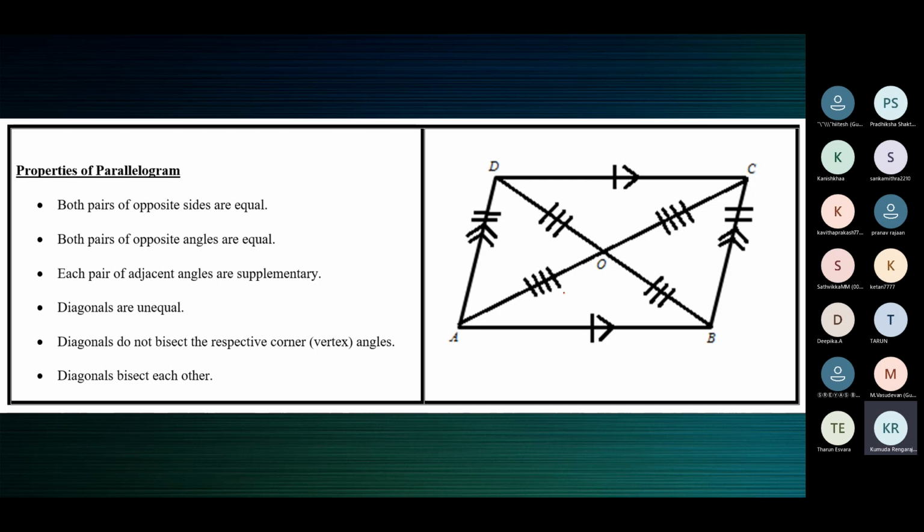Diagonals are unequal. That's very important. In a parallelogram, diagonals are not equal. If the diagonals are equal, then it becomes a rectangle. So in a parallelogram, diagonals are not equal. That's why it's only a parallelogram.